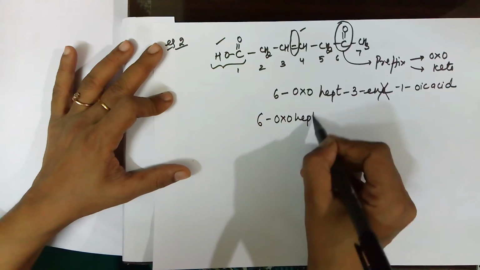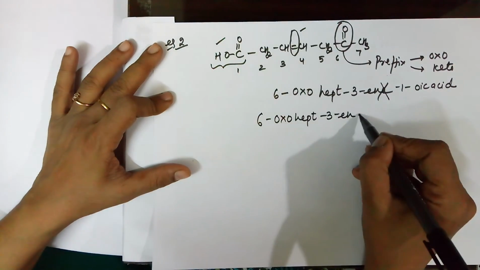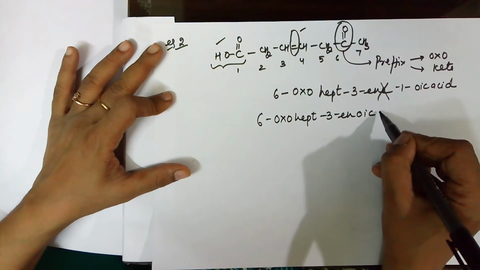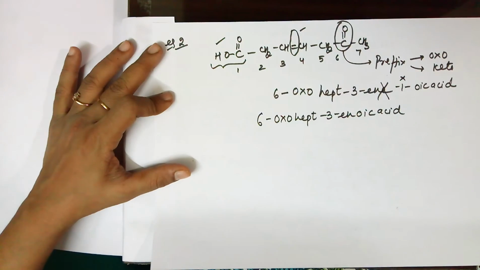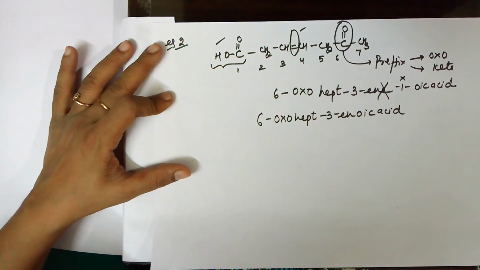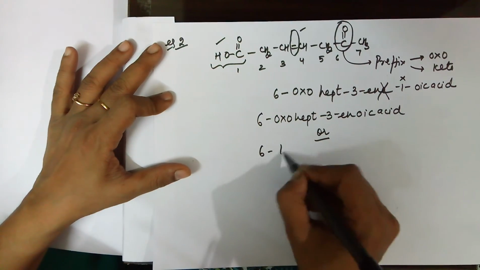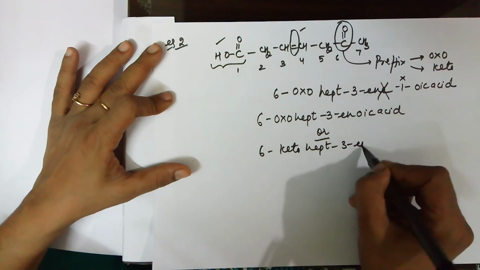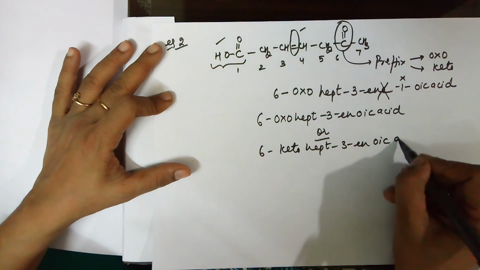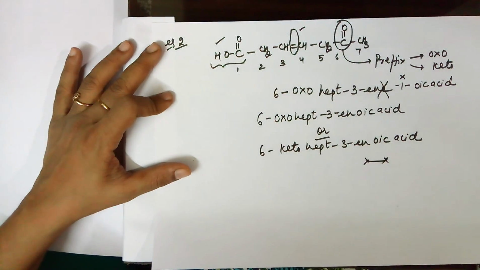So your name finally ends up with 6-oxohept-3-enoic acid. You may even mention oic acid directly because the first position may not be mentioned, since the carboxylic acid is the highest priority terminal group. The other way of naming this compound could also be 6-ketohept-3-enoic acid. With this we end the class.